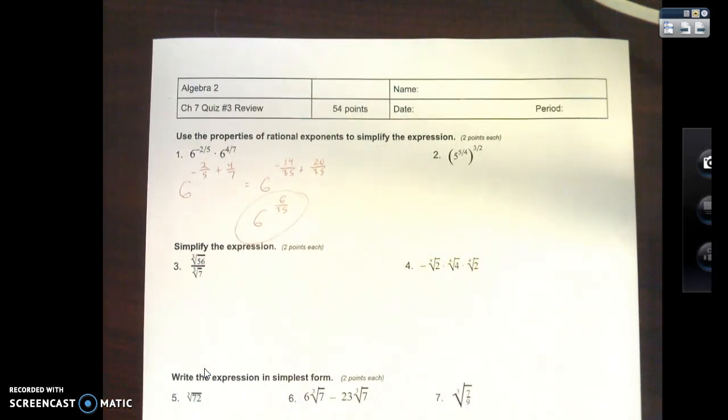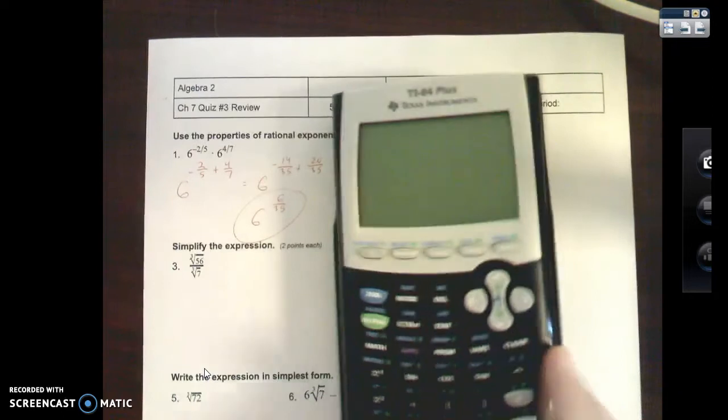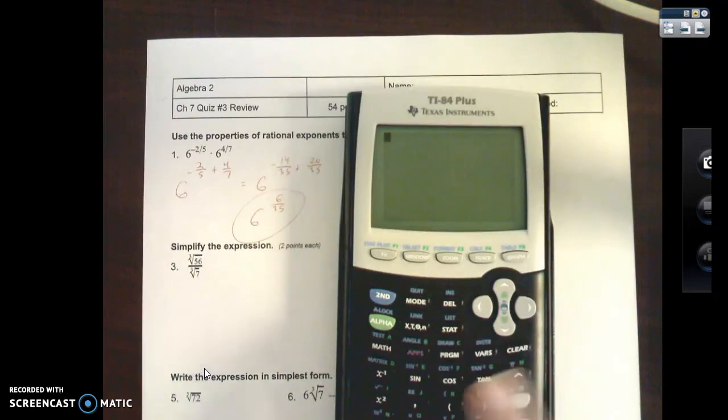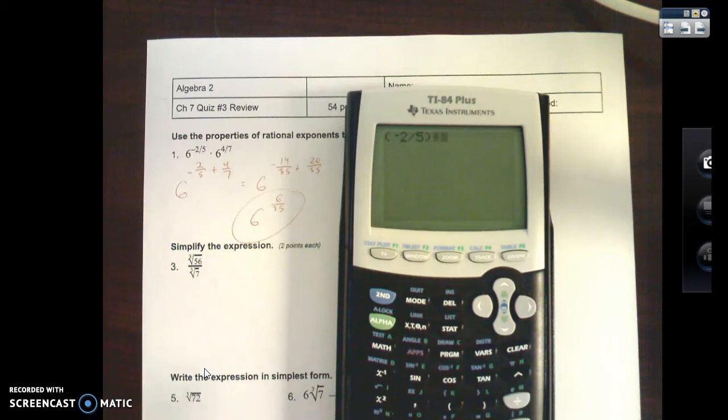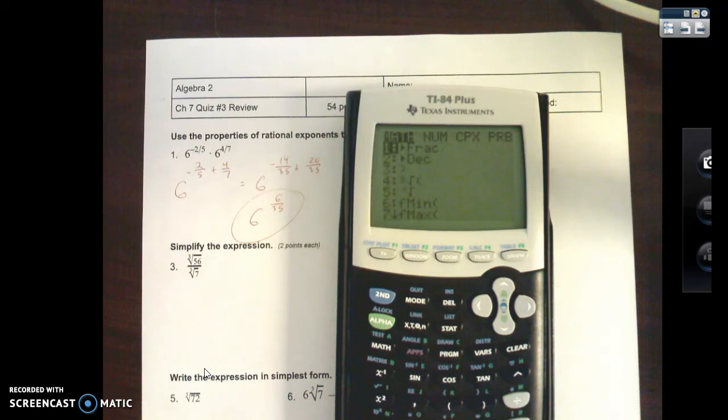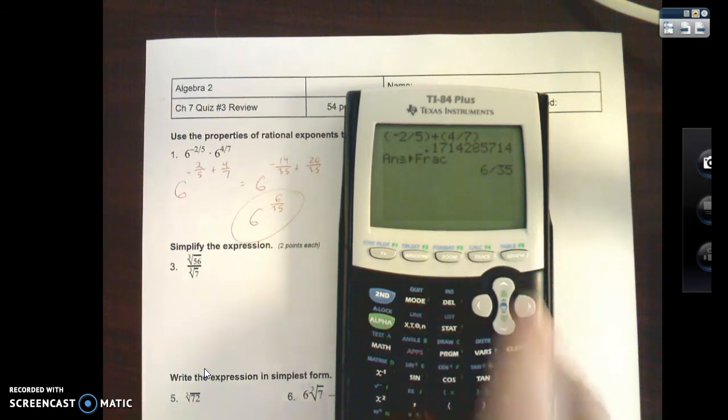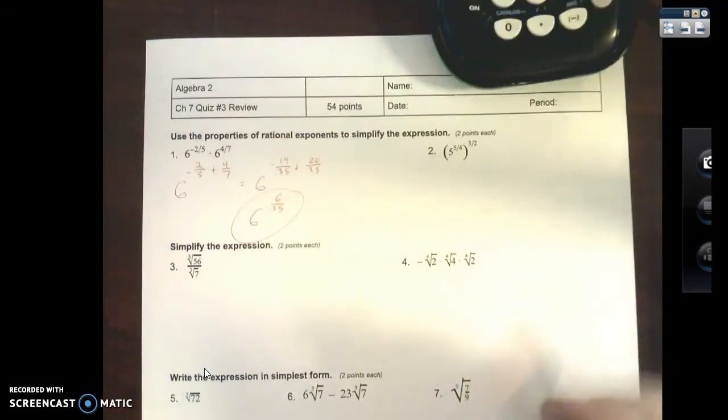You guys can, if you would like. All right. Since we have the graphing calculator, I could do -2/5 plus 4/7. Okay, just showing you again. Math. Enter. Enter. Okay. 6 over 35. We're in good shape. Okay.